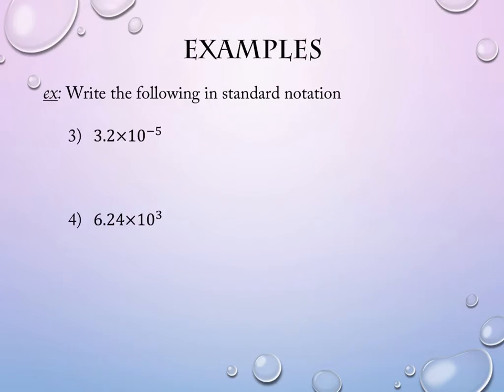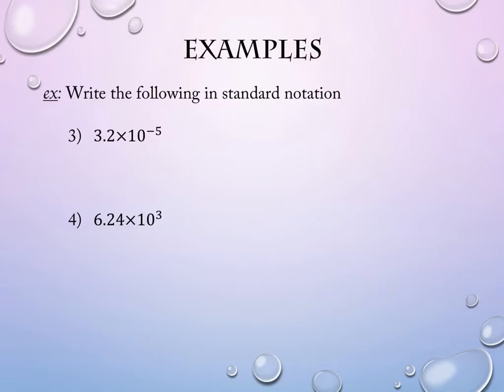So let's actually do some examples. So we have one that's 3.2, and it's times 10 to the negative fifth. So what does that negative 5 exponent tell me to do? It tells me two things. Okay, so I'm going to move it a specific direction, and it's going to make it smaller. So in this case, it's actually going to move it to the left, okay? And then it also tells me what? How many places to move it.